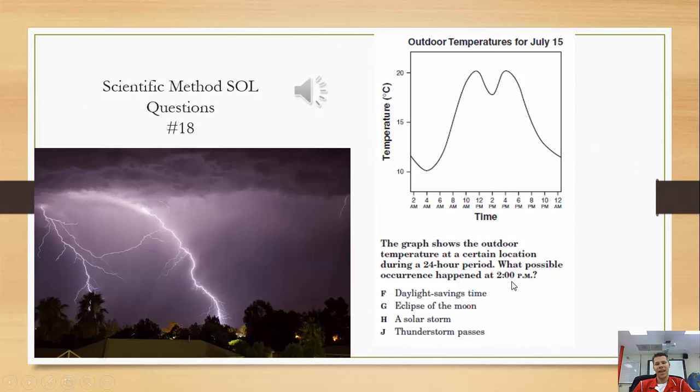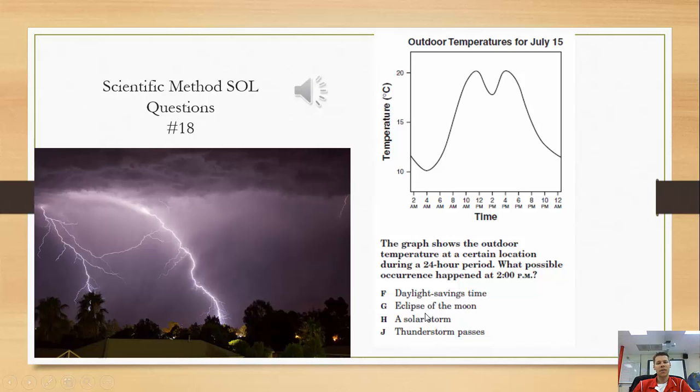But on this day at 2 p.m., all of a sudden the temperature dropped dramatically, and then it got warm again. What maybe cooled the temperature off at 2 p.m. so dramatically in such a quick period of time? Would it have been daylight savings time? No, that's ridiculous for so many reasons that I don't want to even waste any time talking about it. An eclipse of the moon.